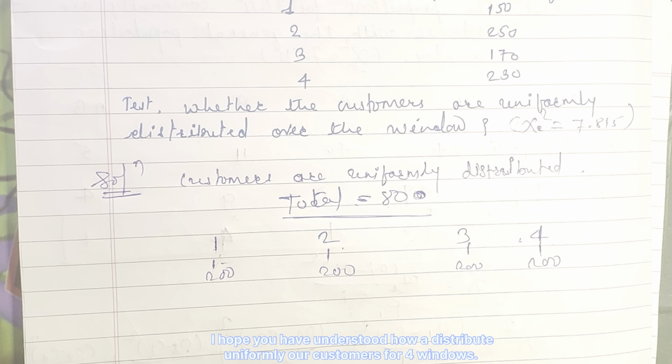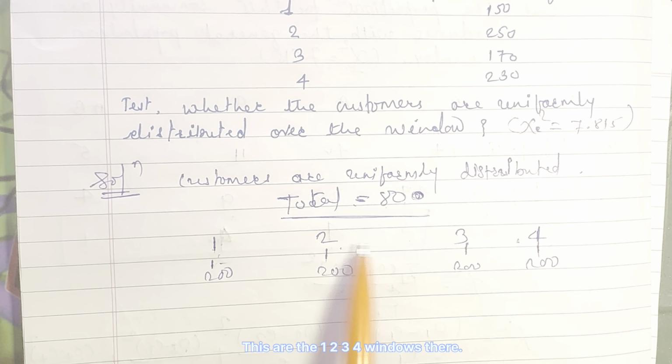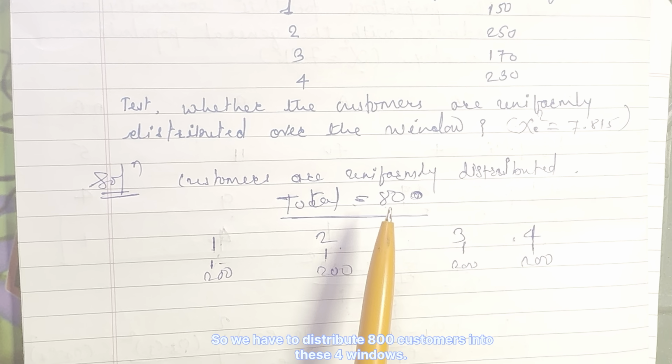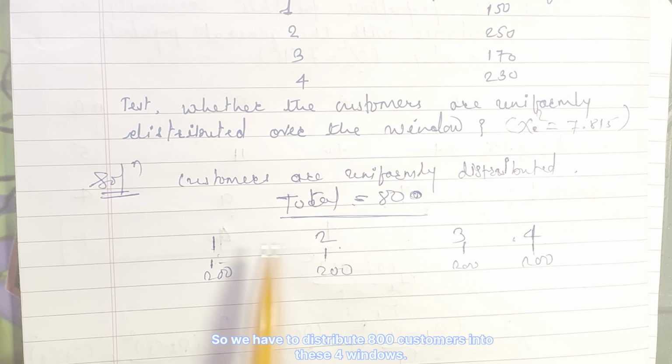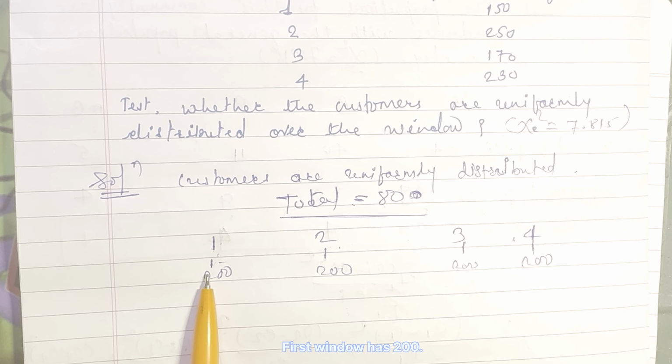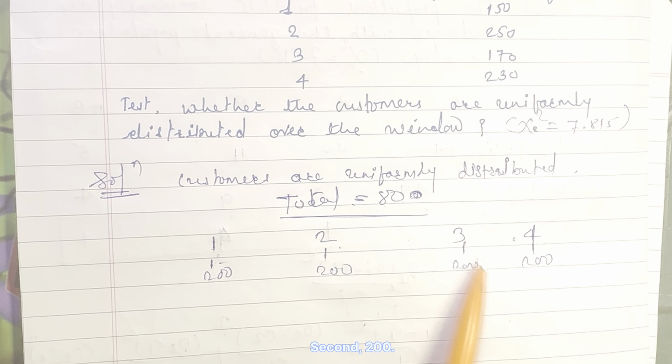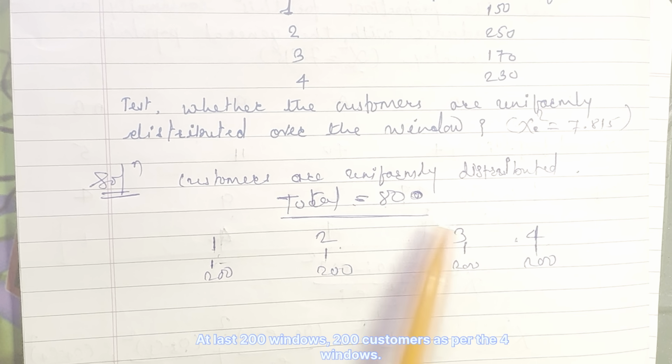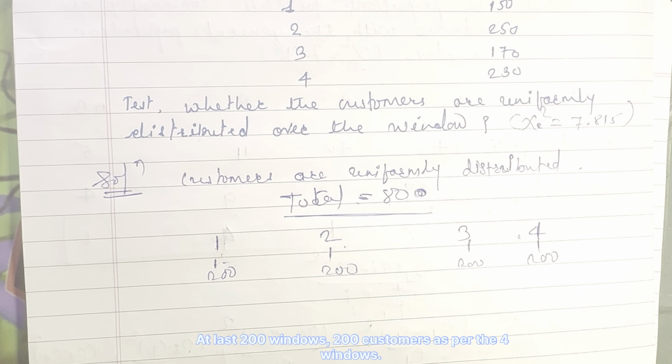Okay, I hope you all have understood how I distribute uniformly our customers into our 4 windows. These are the 1, 2, 3, 4 windows there. So we have to distribute 800 customers into these 4 windows. First window has 200, second 200, third 200, and at last 200 customers, as per the 4th window.